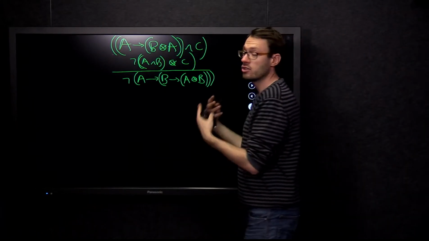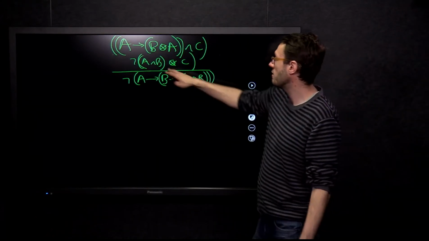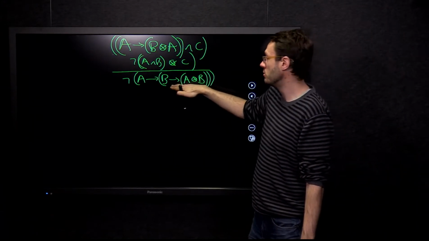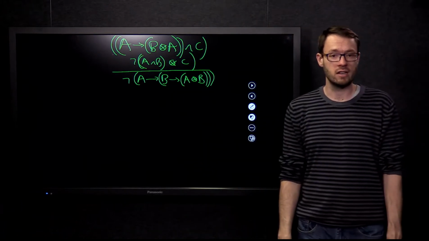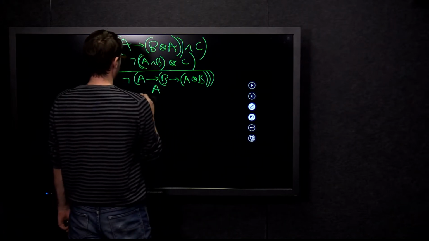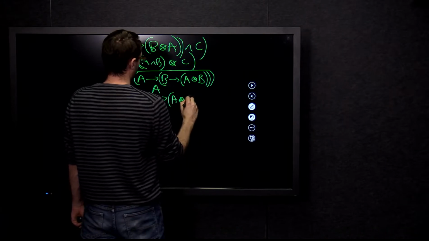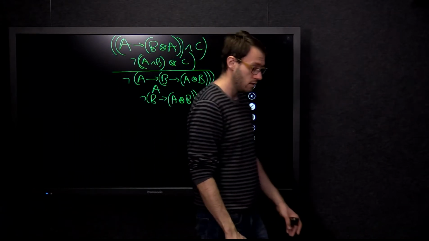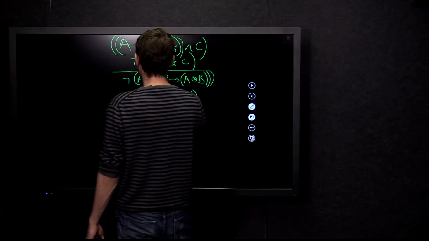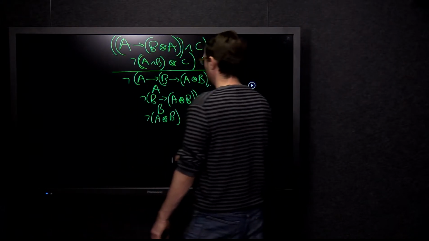So again, I'm going to try and focus on doing column rules first. I've actually got a bunch of different column rules here. This here is a column rule because it's the negated circle with a cross through it. This here is also a column rule because it's a negated conditional, and all negated conditionals are column rules. So I'm going to start with this one. I get A, not B, arrow, A, B, like that. That gets me another negated conditional, which is another column rule. I'm going to do that next. B, not A, B, like that.